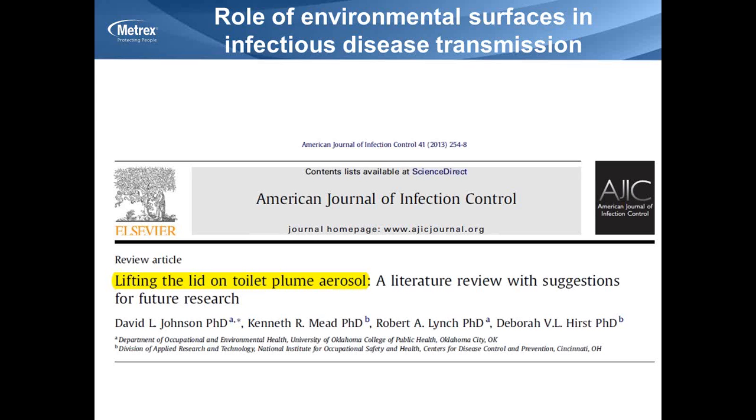More and more peer-reviewed studies have found that environmental surfaces play multiple roles in infectious disease transmission. For example, a recent study says that lifting the lid on a toilet produces aerosol. We know lots of pathogens can be transmitted through the air; we call them airborne pathogens. Traditionally we said environmental surfaces had nothing to do with it, but more and more people now realize their importance. Lifting the lid disturbs the environmental surface, which may make pathogens from the surface become airborne. That shows how important environmental surfaces are.